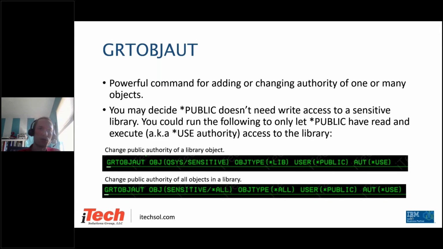And then changing the public authority for all objects in the library. So the next grant object authority selects all objects that are in the sensitive library of any object type, and then it sets the user public to use. So you run that command, and it's going to select all those objects in there and change that very, very quickly. It's a very quick command to run if you're wanting to update authority very quickly.